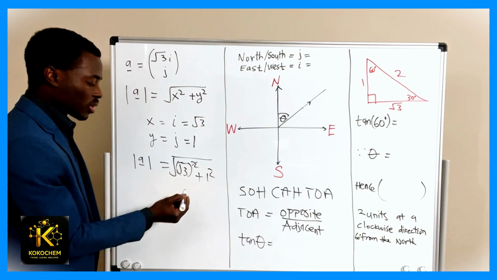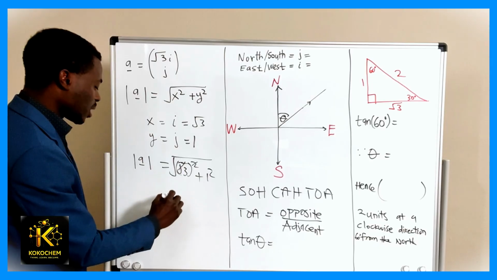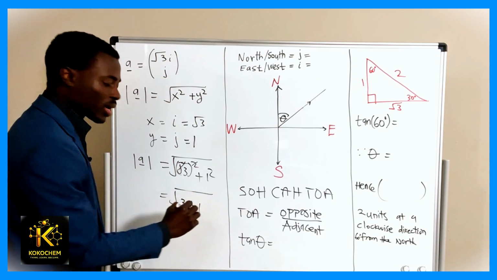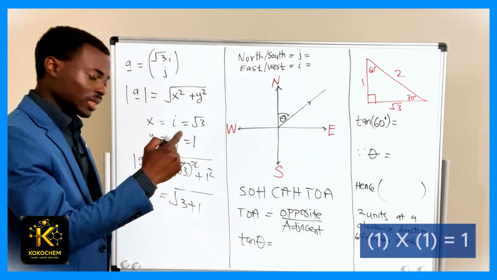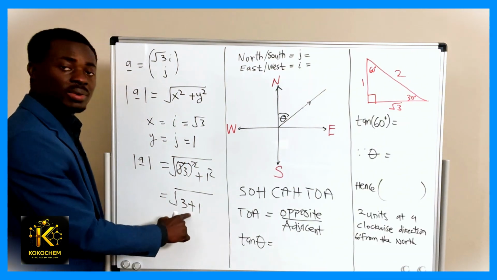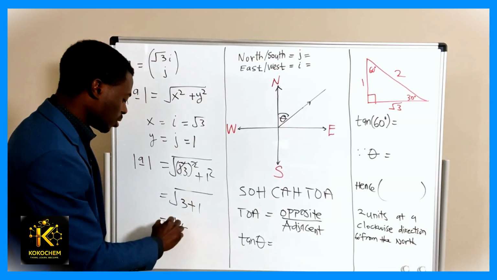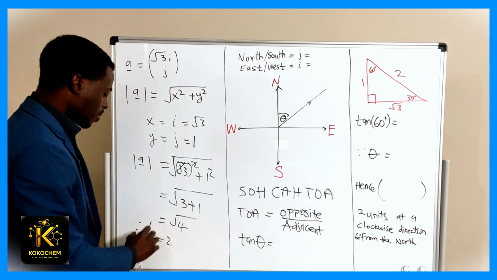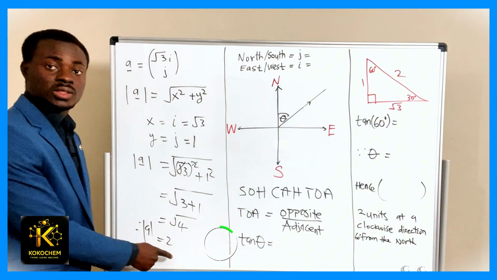The square cancels the root, so you have the square root of 3 plus 1, because 1 squared is 1. 3 plus 1 gives you 4. The square root of 4 is 2. Therefore, the magnitude of A is 2.